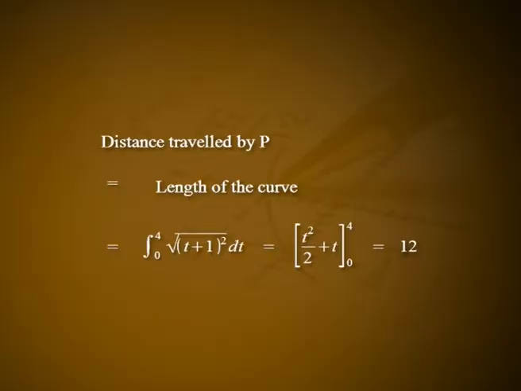Distance travelled by P is equal to the length of the curve, which is equal to the integral from 0 to 4 of the square root of (t + 1)² dt, which is equal to t²/2 + t between the limits 0 and 4, which is equal to 12.